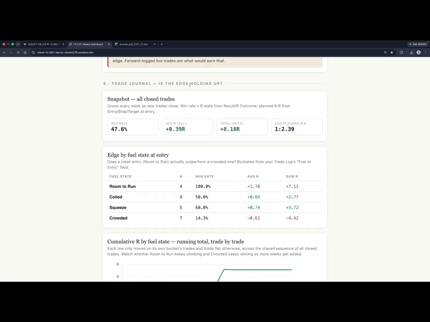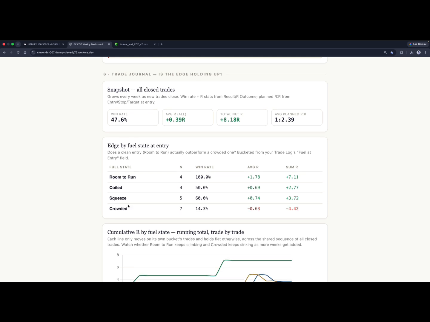Trade journal, is the edge actually holding up? So at the moment I've got a 47.6% win rate. Dropped a little bit because I did take a couple of losing trades last week. Total net return is 8.18, and the average planned risk to reward is 1.2.39 risk to reward.